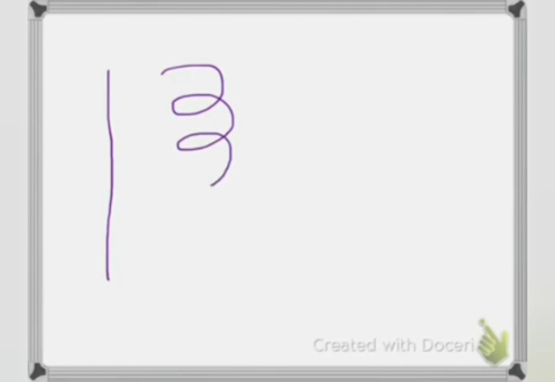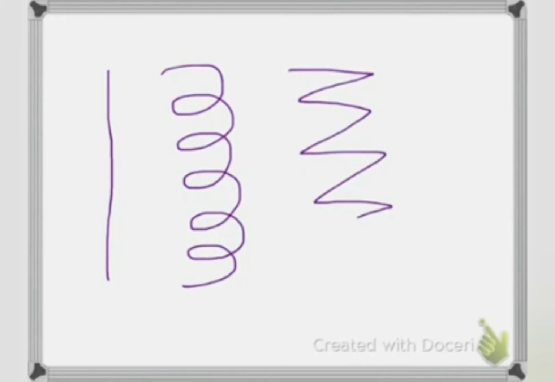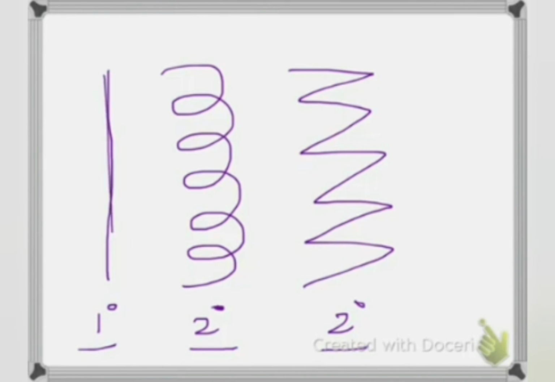So in conclusion, the primary structure is a linear sequence of amino acids, and the secondary structure is where they are folded into alpha helix or beta pleated sheets. So this is primary, this is alpha helix secondary structure, and this is beta pleated sheet.